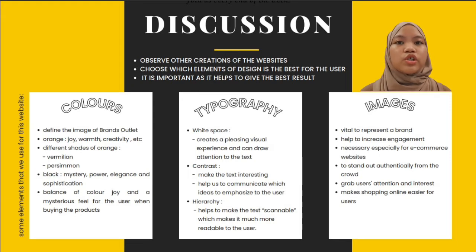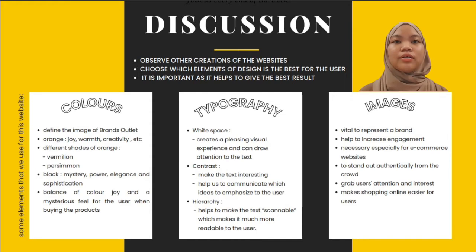We also use different shades of orange like vermilion and persimmon, as it gives an impression of fashion as fun, enjoyment, happiness, and others, like the meaning of the color orange itself. On the other hand, the color black also defines mystery, power, elegance, and sophistication. It gives a balance of color, joy, and mysterious feel for the users when buying the products.